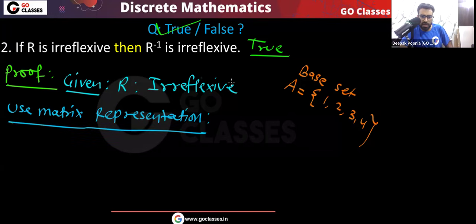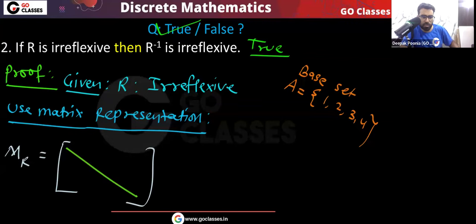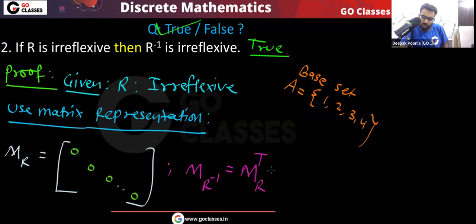So you can see R is irreflexive. In the matrix representation of R, what you will get? All the diagonal elements will be 0. Yes or no? This is the matrix representation of R. Do you agree with me? Now tell me, what about the matrix representation of R inverse? I told you, the matrix representation of R inverse is the matrix representation of R transpose.